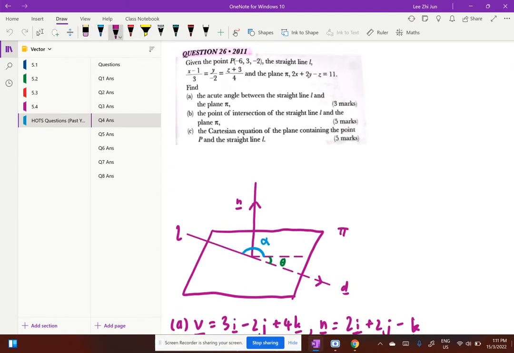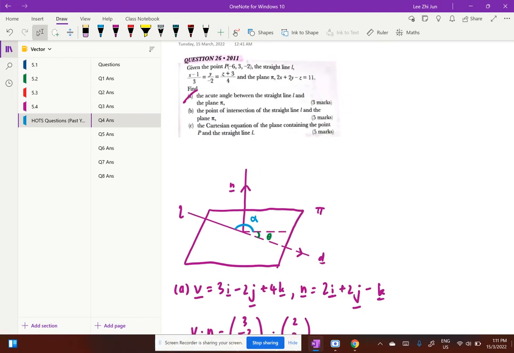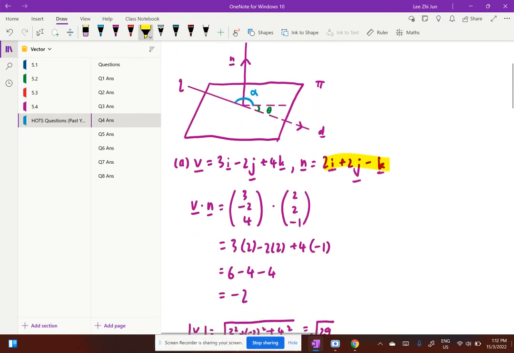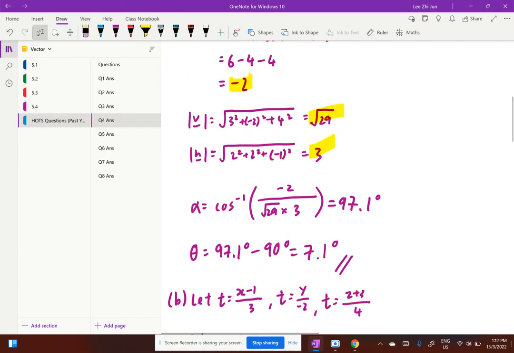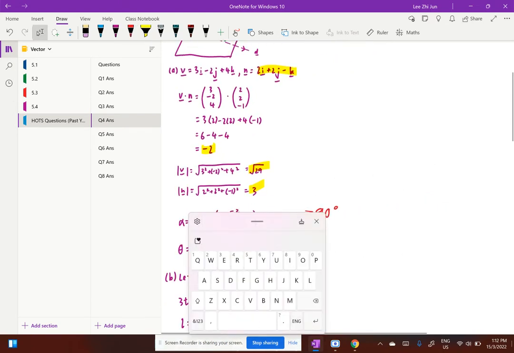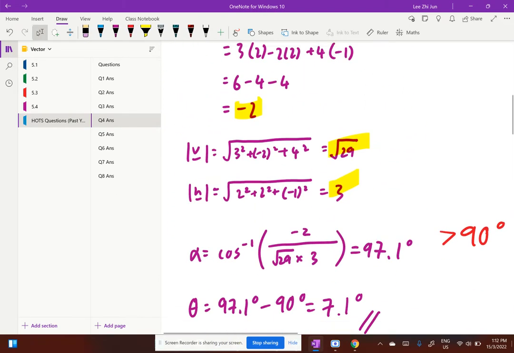This question is tricky at question A, because when you find the direction vector 3i minus 2j plus 4k and the normal 2i plus 2j plus k, and you find the dot product and the magnitude, you get the angle will exceed 90 degrees. So how to settle this question? Because the question asks for the acute angle. It exceeds 90 degrees.